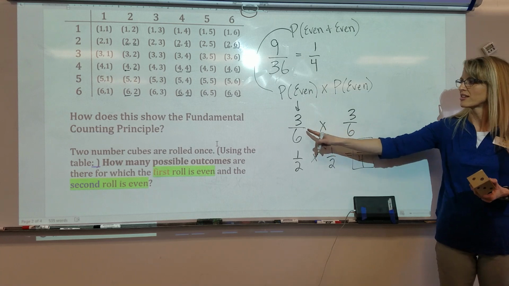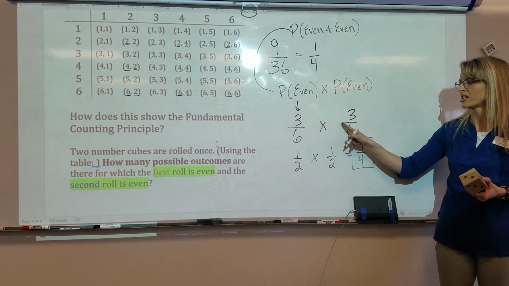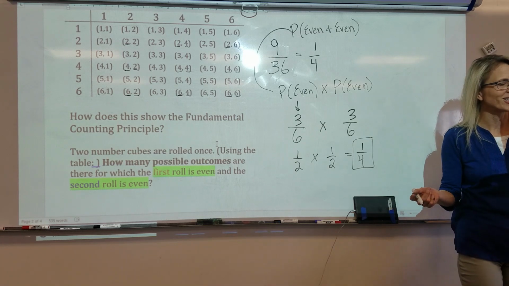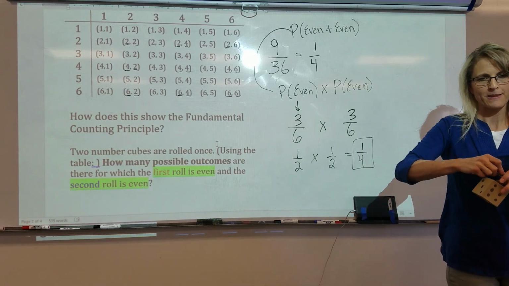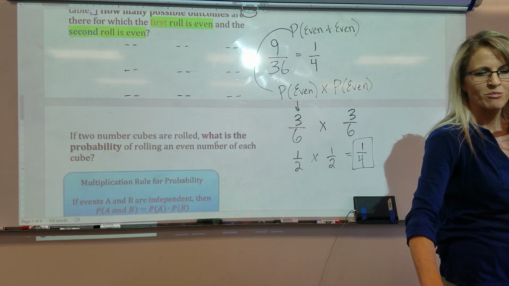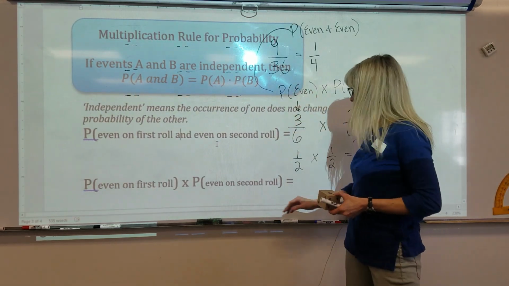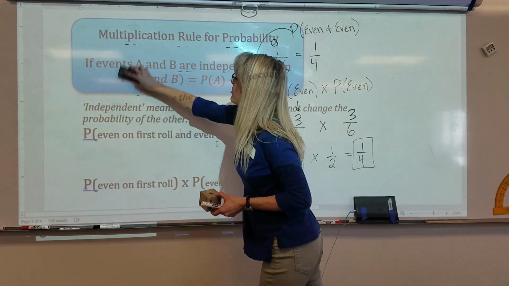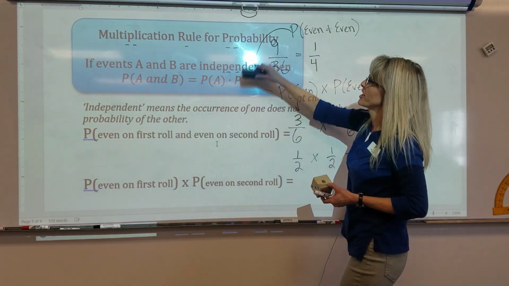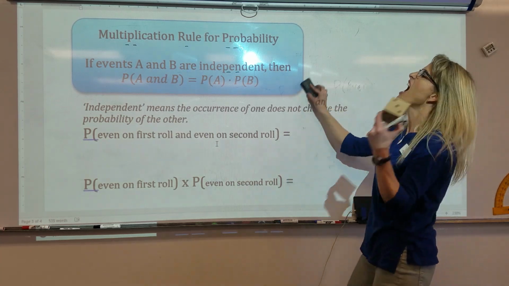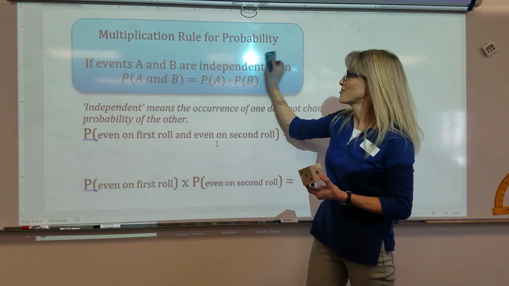And all I had to do was take two probabilities and multiply them. That's called the multiplication rule for probability. What is it called? Get ready. Multiplication rule for probability. It says if the events are independent, you can take the probability of the first event and multiply it by the probability of the second event. And I saw a jaw drop. Going, yes! It makes it so much easier.